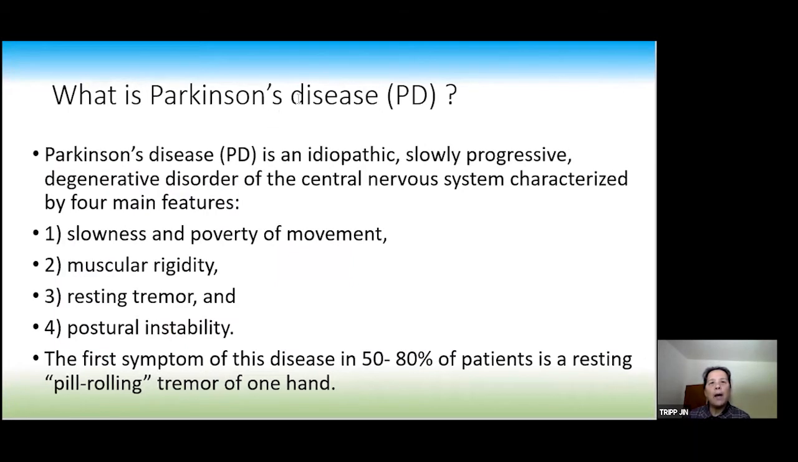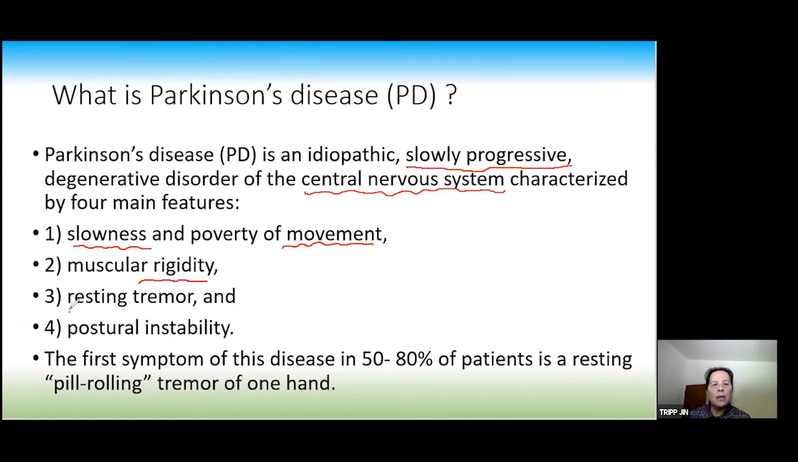Then let's see, what is Parkinson's? Parkinson's is an illness of abnormal movement. It's basically a disorder of the central nervous system. It's a chronic illness with slow development, getting worse and worse. Basically, the patient may have four aspects of abnormal movement: pretty slow movement, and muscle tightness.